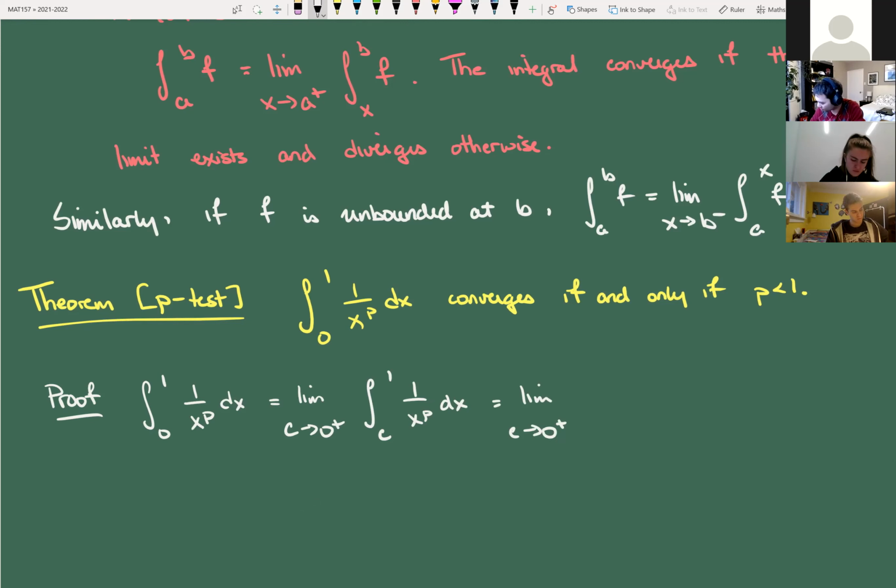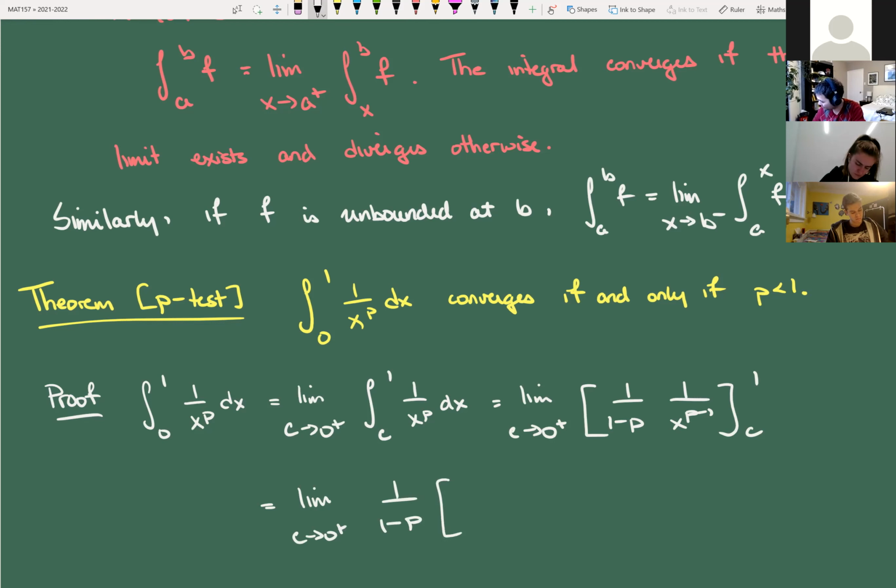We actually integrated this last time, so we can just write down the answer. It's negative p, but then you add 1, so it's going to be 1 over 1 minus p, times x to the 1 minus p, from c to 1. So that is the limit as c goes to 0 from the right of 1 over 1 minus p. And again, p is not equal to 1, because if p is equal to 1, there's the usual issue.